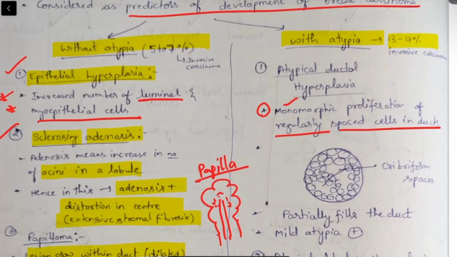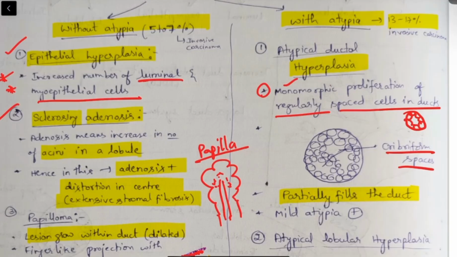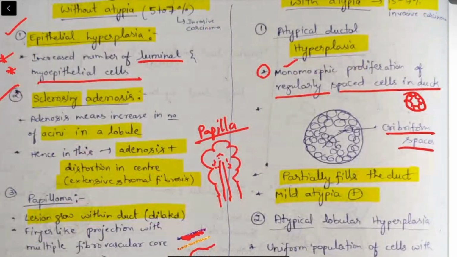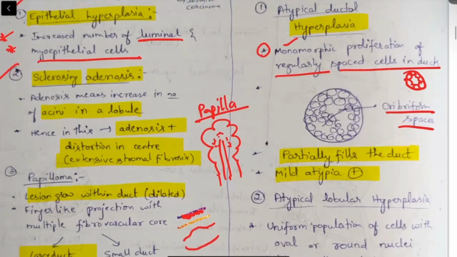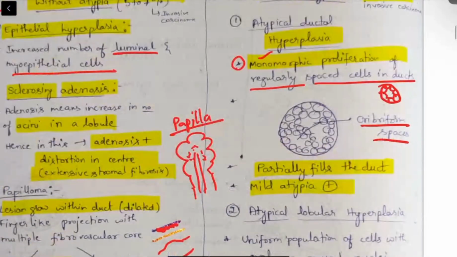Like these cribriform spaces. An actual duct should have cells around and an opening in the middle. But here what has happened is there is proliferation of the cells in between the duct also, which is creating many spaces inside one duct. So this partially fills the duct, because of hyperplasia, increase in number. And then there is mild atypia, that is cells can be a little bit different, monomorphic, but again atypia will be there.